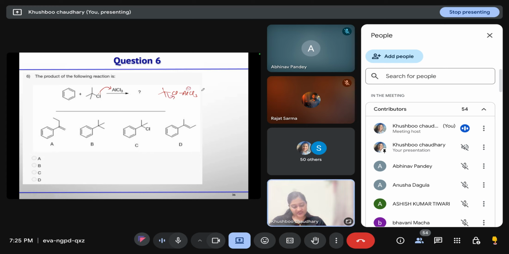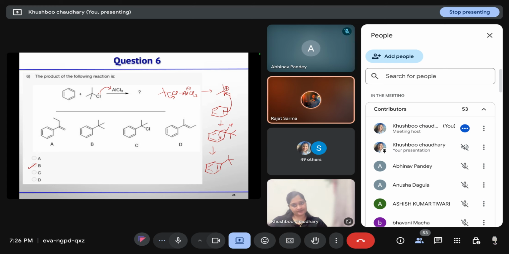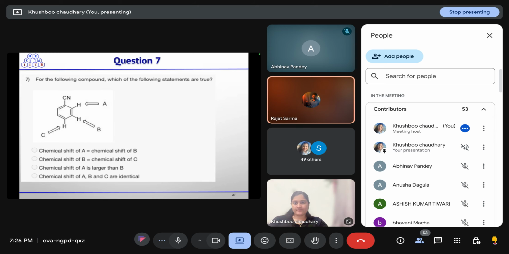Then after the loss of this, you will get your carbocation, and then benzene will attack on that carbocation. So it will form this. And after the loss of proton, you will get your compound. That is alkyl substituted compound. Okay. So the correct option is option B.